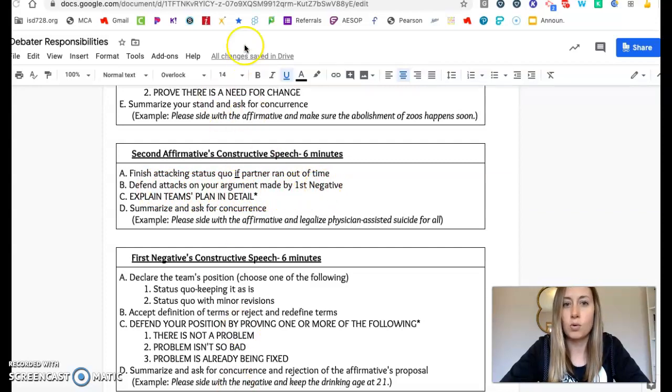So this is not the order of speaking, just so you know, and we'll go over that more later. So the first negative would have spoken right in here in between the affirmatives. So the second affirmative is going to have to defend attacks made by first negative. Whatever the first negative brought up, the second affirmative is going to have to defend and argue back with those things.